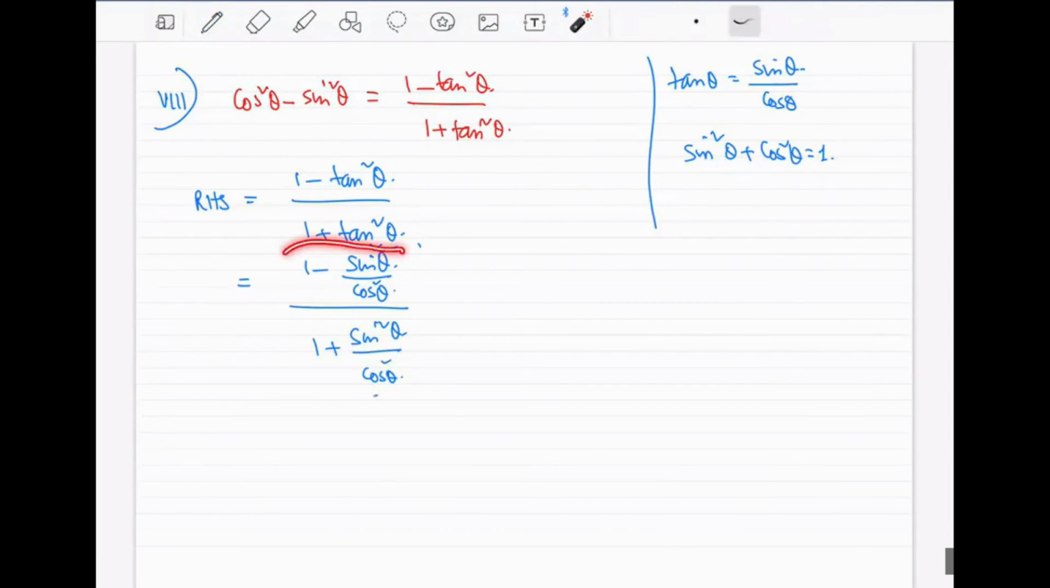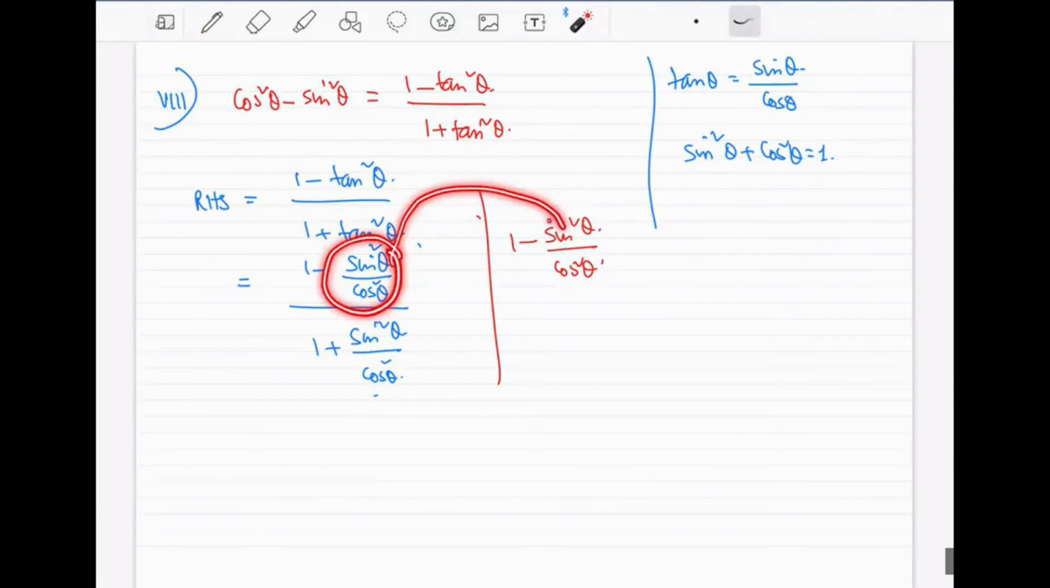Let's see what this part is going to look like, and this part. I'm going to do it on the side with a different color. Look at the numerator part, this part only. There is a 1 in the denominator, so do multiply and cross. Very simple. Cos square theta and 1. If I multiply 1 and cos square theta, we obtain this.